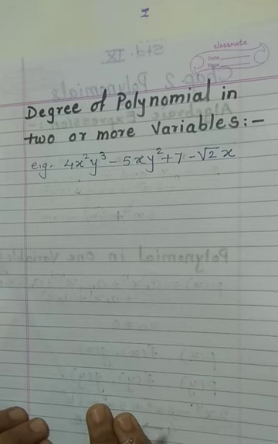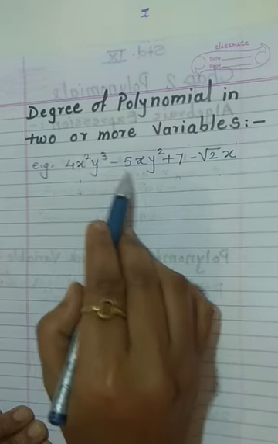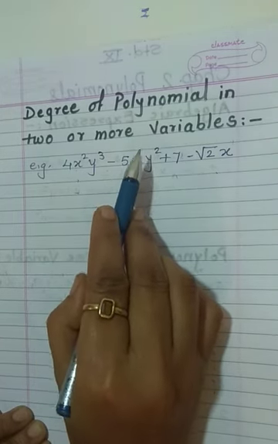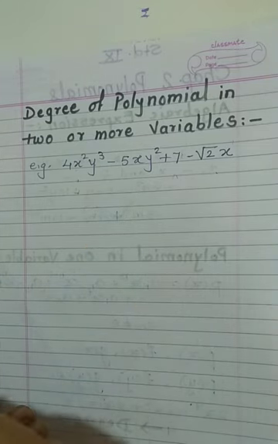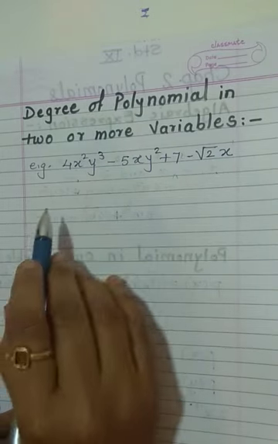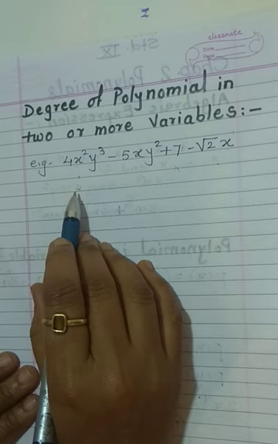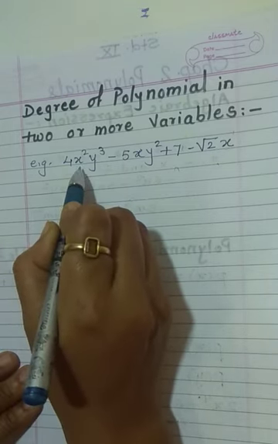Now let us see the degree of a polynomial in 2 or more variables. For a polynomial in more than one variable, the sum of the powers of the variables in each term is taken, and the highest sum so obtained is called the degree of the polynomial. Now I have taken one example here. Now we have to take the sum of the powers of variables in each term.